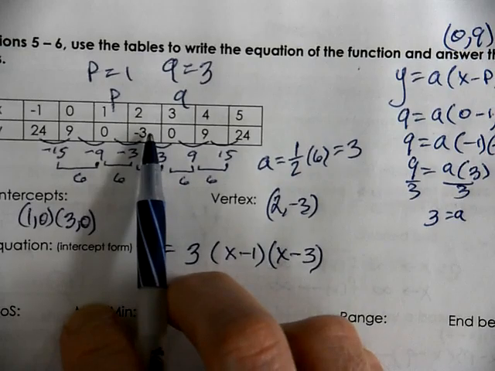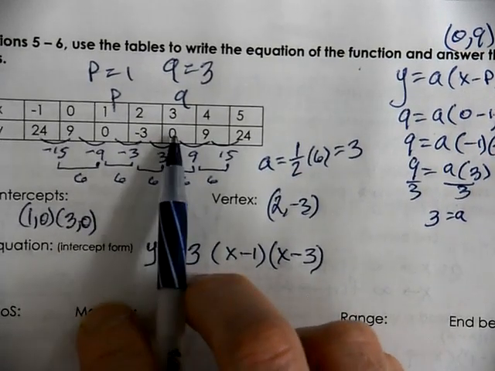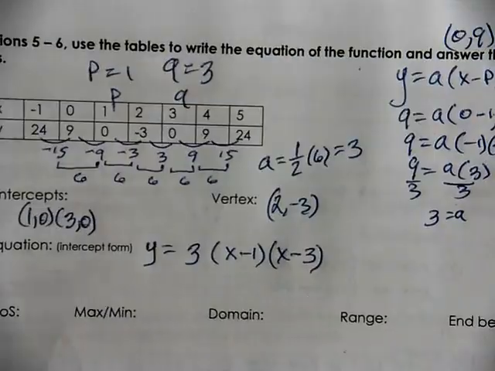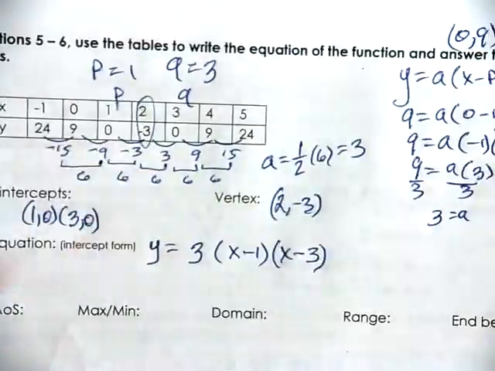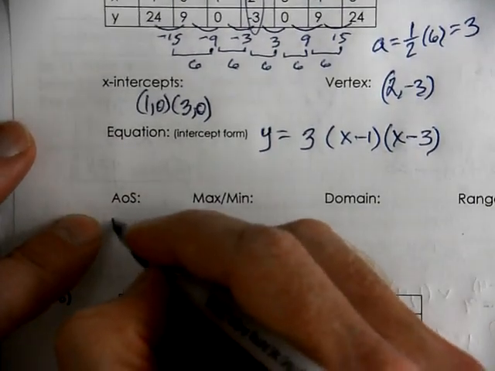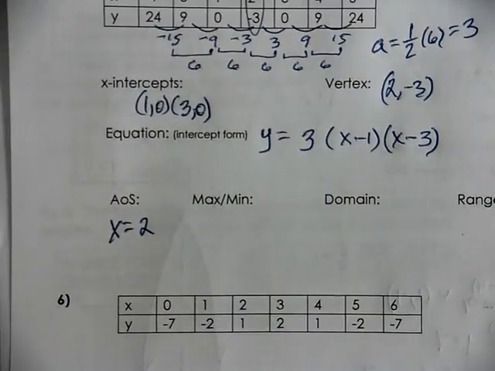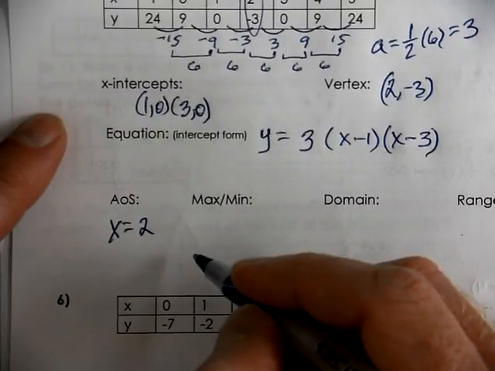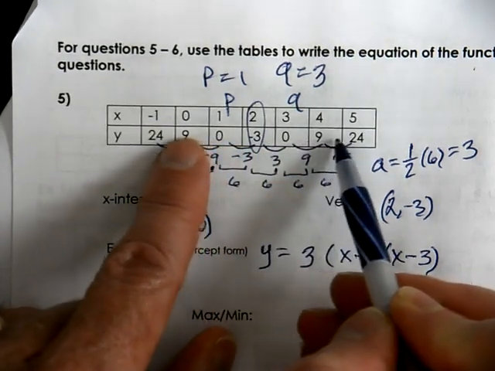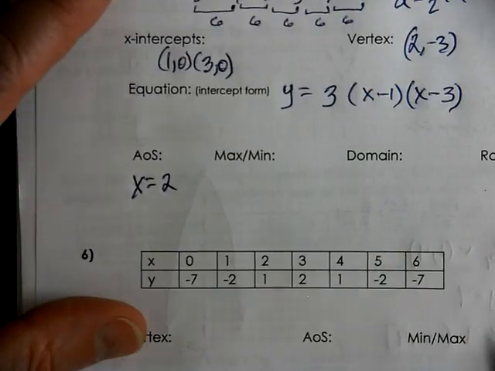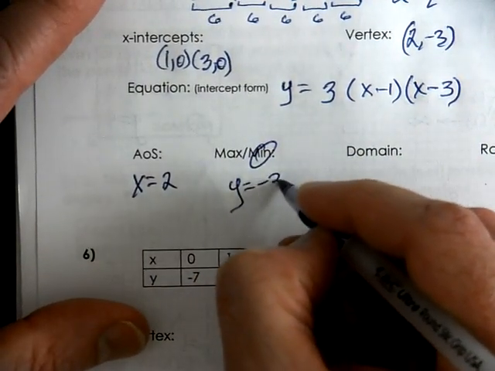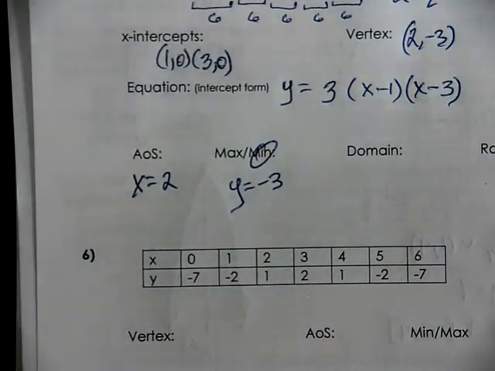The y value of the vertex is between the repeating y values. So this is your vertex. So our axis of symmetry would be found where the vertex is at. So x equals 2. Notice that if this is your vertex, the numbers as they go out are getting larger. So this is opening upward, so it has a minimum. And the lowest number is negative 3, so that's called the minimum value.